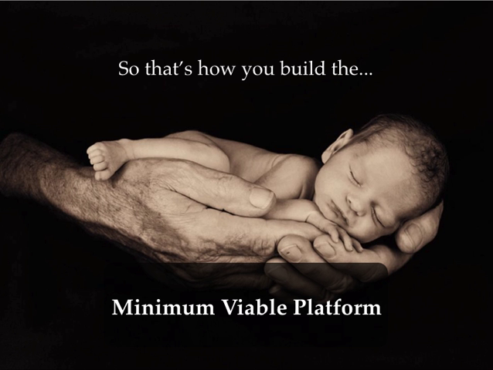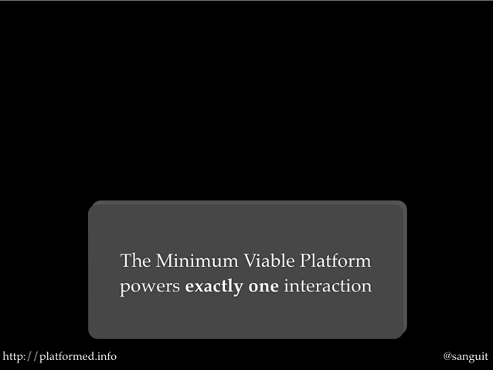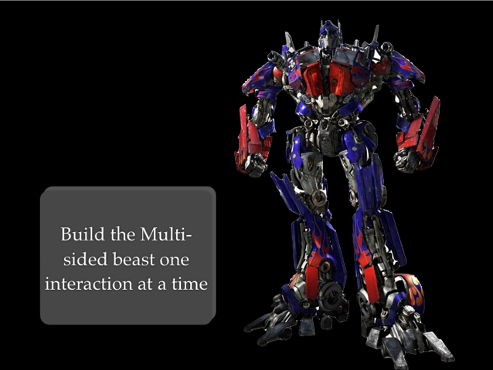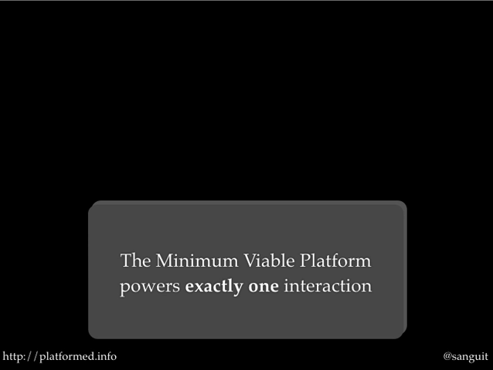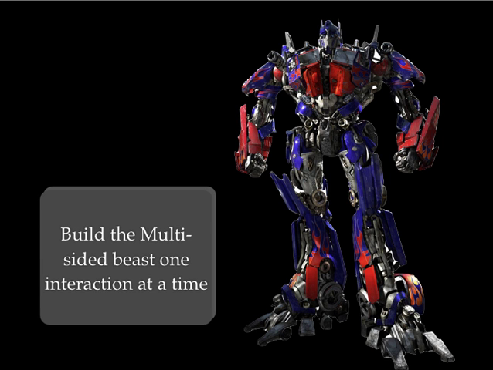So that's how you build the minimum viable platform. That's like we just enabled a single simple interaction. We're not building the big things that we've been hearing about all day. So how do you go from building this to building something bigger? Essentially, to build the minimum viable platform, the key is to focus on exactly one interaction. And to build the multi-sided beast that we want to build ultimately, the key is to build it one interaction at a time.